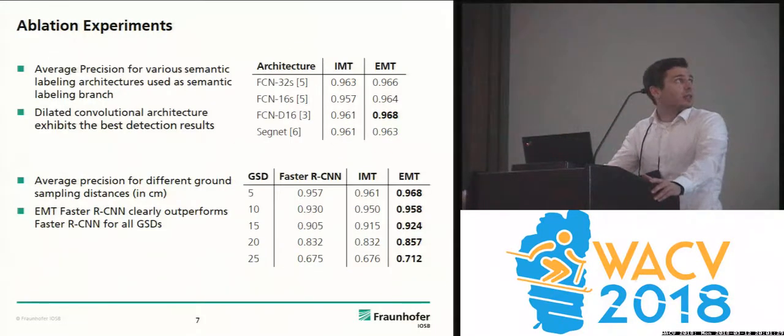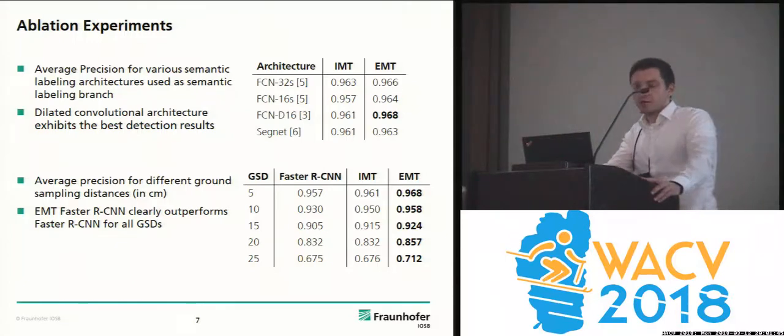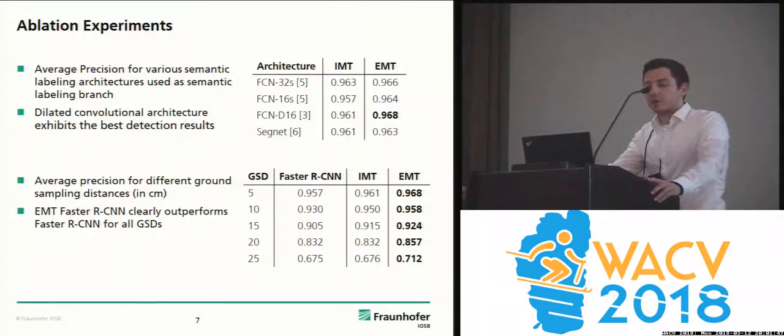We further did some ablation experiments to analyze both branches, especially the semantic labeling branch. For this, we evaluated different semantic labeling architectures, and we also applied our models on different ground sampling distances to analyze how they perform for different vehicle sizes. Our EMT faster RCNN clearly outperforms faster RCNN for all GSDs.